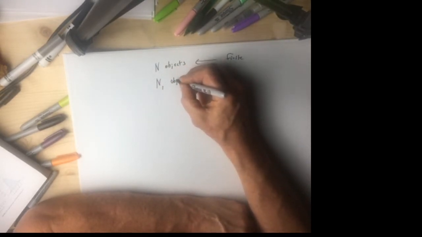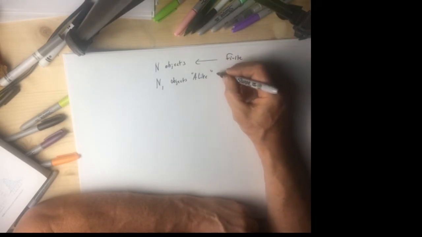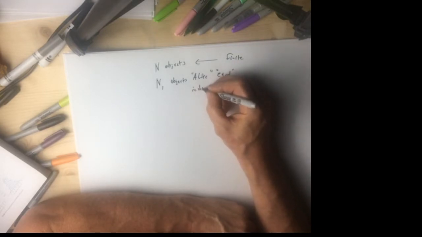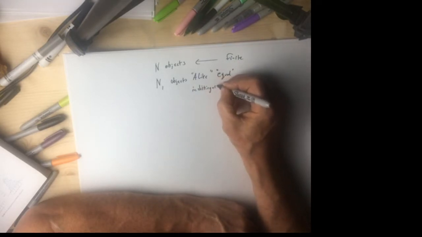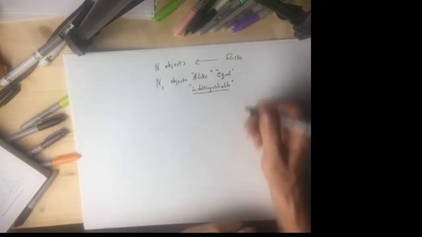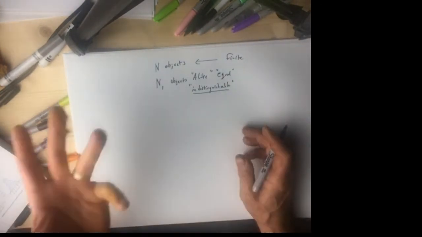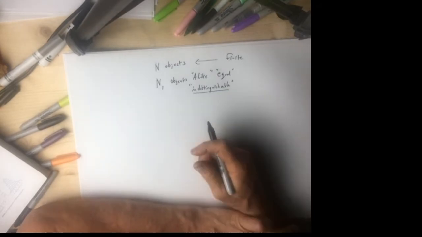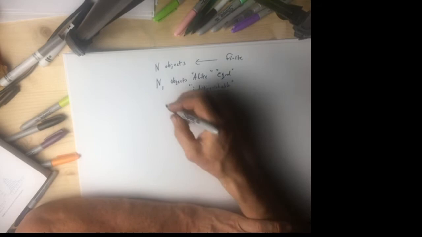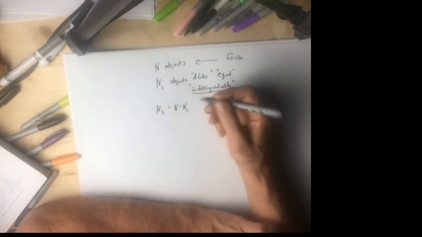n1 objects alike, or equal, or indistinguishable. That's the fancy math. n1 objects indistinguishable, but they're n1 different things. It's like saying 8 black marbles. Even though they might be bigger and smaller, we refer to them as indistinguishable. Then n2 is by definition n minus n1.